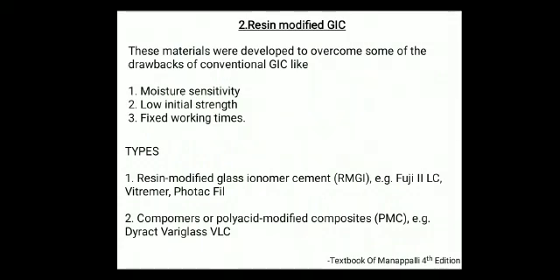Second is resin modified GICs. These materials were developed to overcome some of the drawbacks of conventional GICs like moisture sensitivity, low initial strength, and fixed working time. Resin modified GICs, and second is compomers.